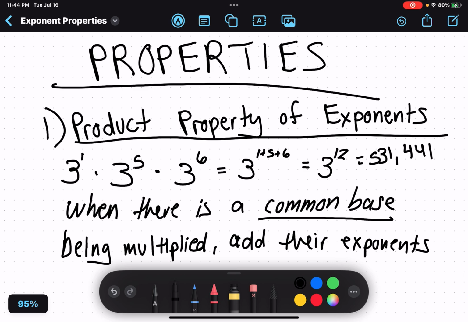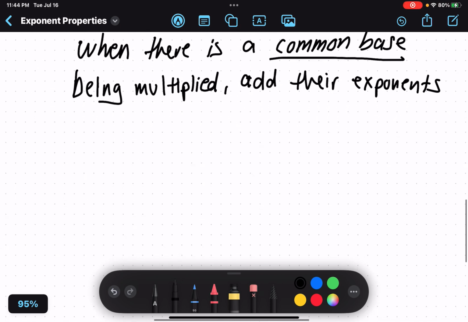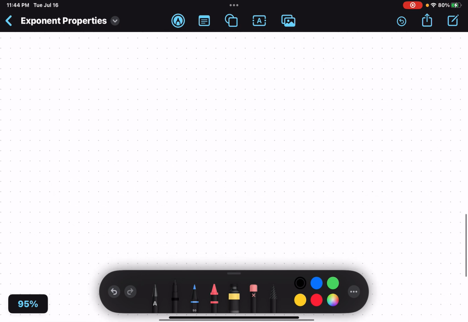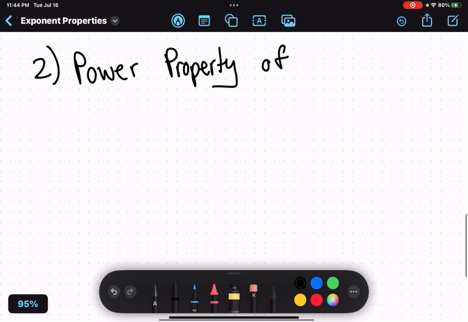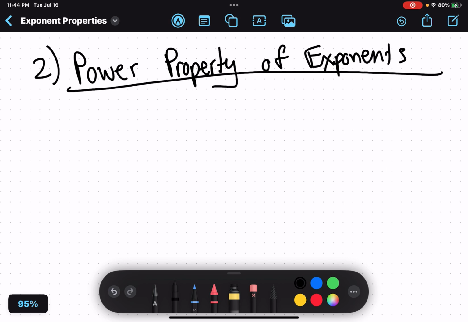Moving on, let us do now the power of a power property of exponents, or more simply, power property. So we did the product property, now we're doing the power property. So the power property tells us that if we have, for example, 3 to the power of 5, and we wanted to raise that to a power, let's say the power of 2, that allows us to multiply the exponent.